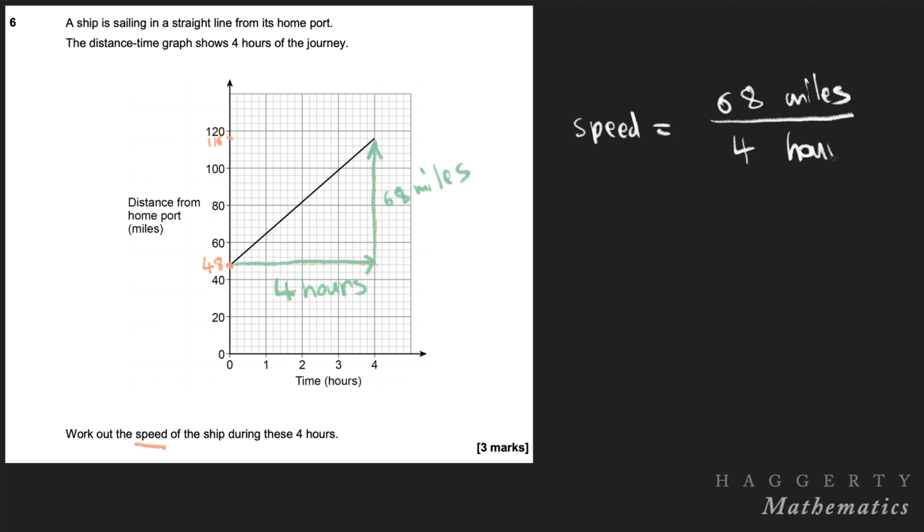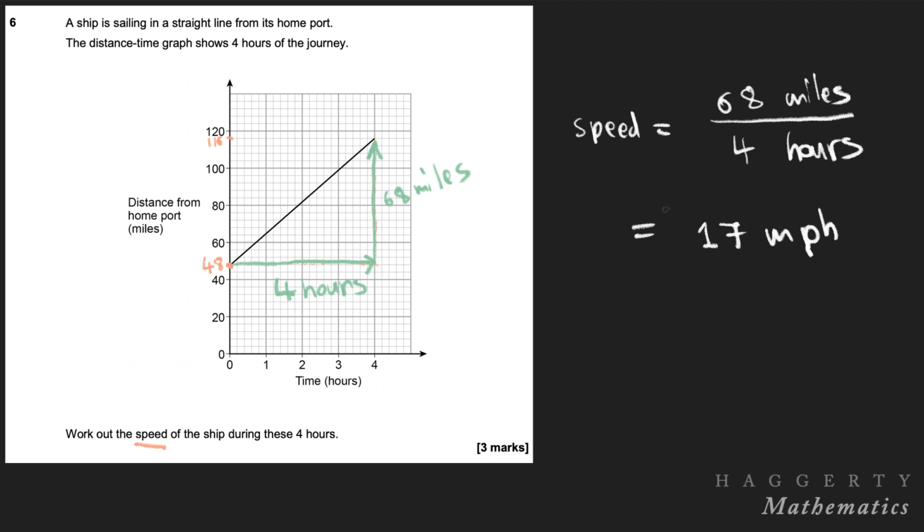and what is that? There's going to be 17, right? 17 mph, miles per hour. So because we're miles divided by hours, we're going to get miles per hour, and our average speed is going to be 17 miles per hour.